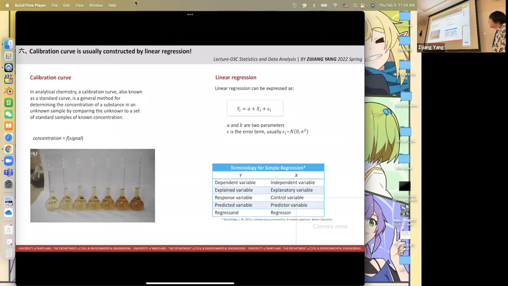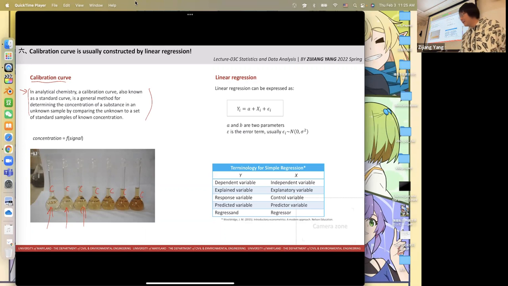The last one is about linear regression or calibration curve. In the lab of this class, we frequently use the calibration curve to get the concentration or any data from the instrument. Here is a definition of calibration curve, and I'm not going to read it. But when we prepare the calibration curve, we prepare solutions of different concentrations, and these concentrations are known. We know how much chemical is inside each solution.